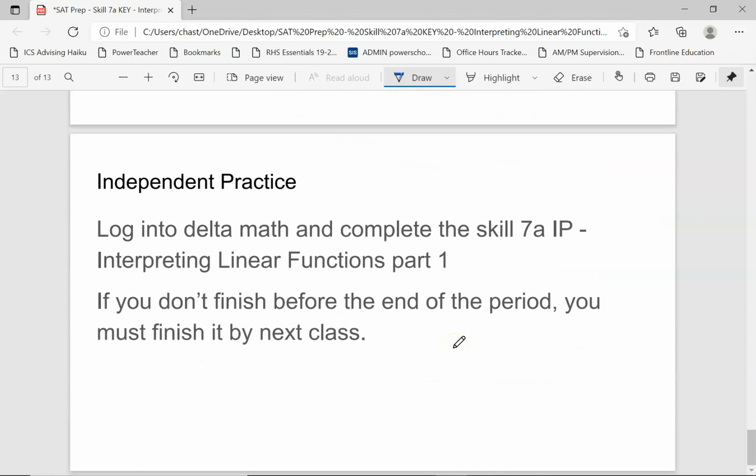All right, so now that you've had a chance to look at some examples here, you're going to get to try some problems out on Delta Math that will practice interpreting linear functions. Please try to finish this before the end of the period. If you're at home because of quarantine or whatever, it will be due by next class, but try to finish it as soon as possible.